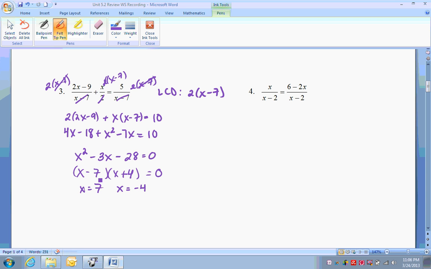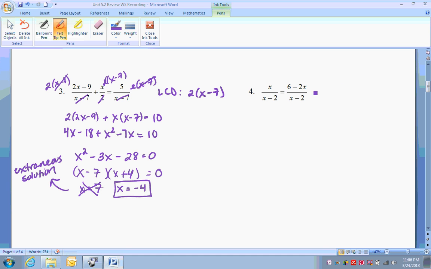Now when you go back in with your calculator and plug 7 in wherever you see x, you notice that when you plug 7 into the denominator, it's going to give you a denominator of 0. And you can't have a denominator of 0 because you are not allowed to divide by 0. So x equals negative 4 is the only solution, because x equals 7 is what we call an extraneous solution.